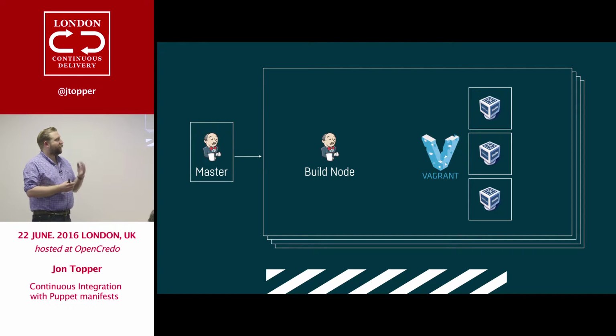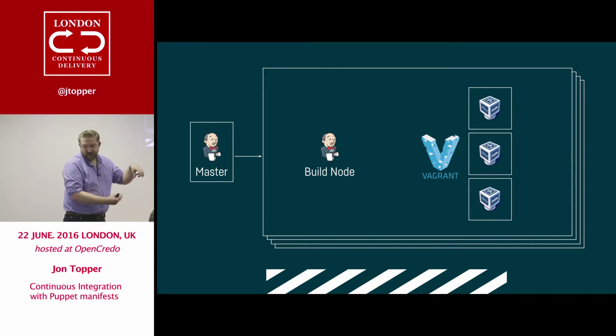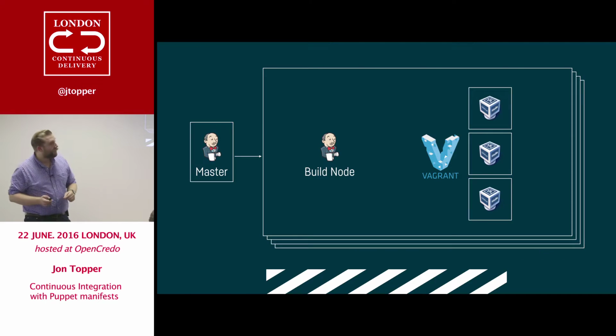And so we use features of Vagrant to provide ourselves with a small cluster of machines on every build server on the Jenkins estate, and that Vagrant setup is going to be where we run our Puppet manifests in order to check them for their validity in terms of integration.